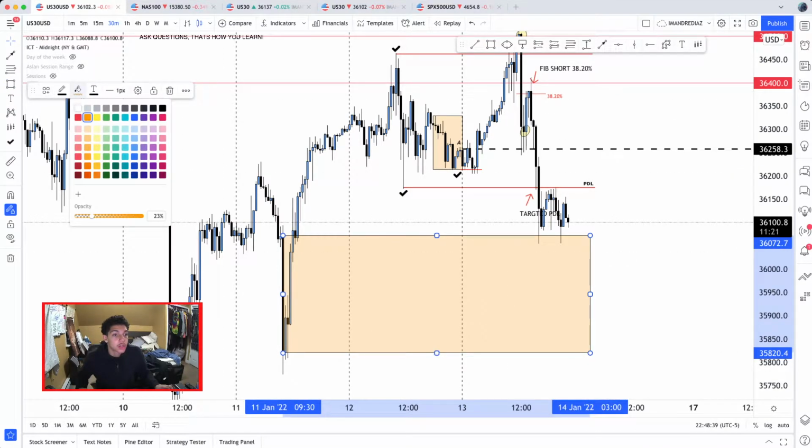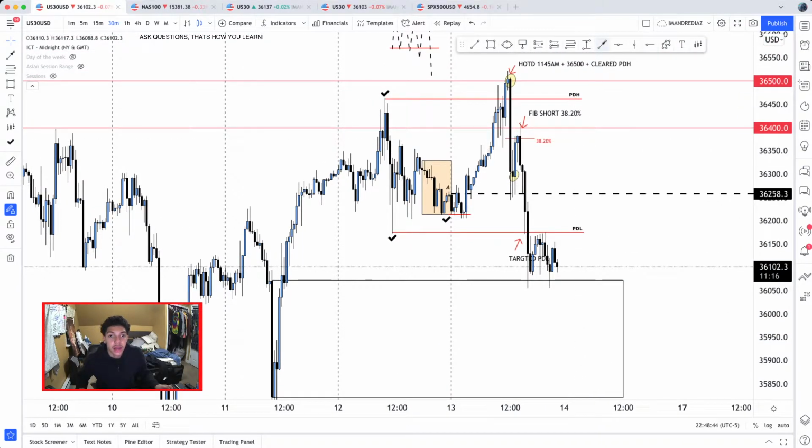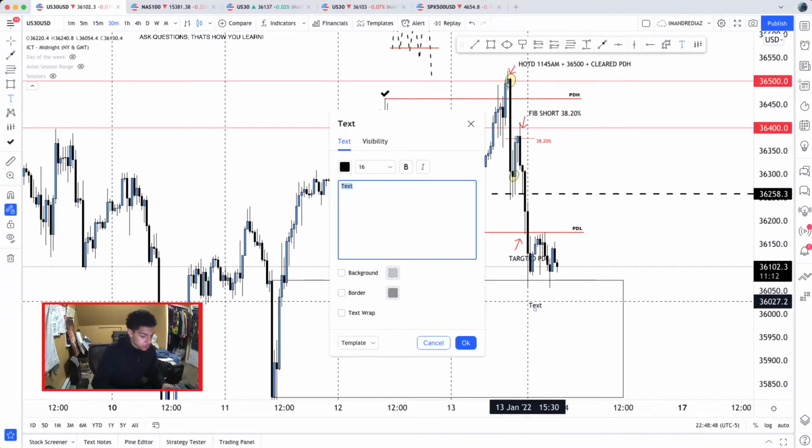So what am I going to do? I'm going to take this just so you can look at it like this. I'm going to pull it over. So we made the low of the day right here after trading into this 30-minute bullish order block. So we had the low of the day. At what time? 15:30. I'm not sure what time that is, but we had the low of the day at our 30-minute bullish order block.